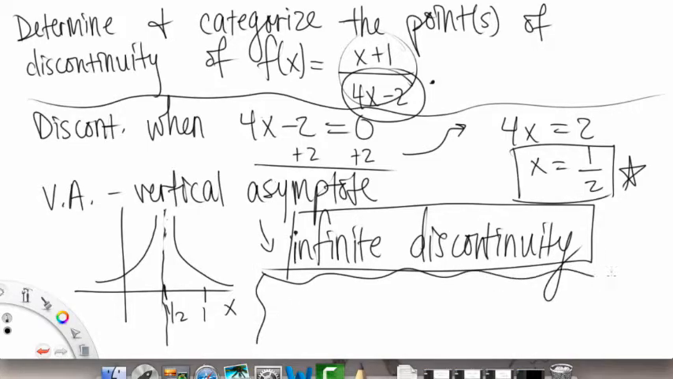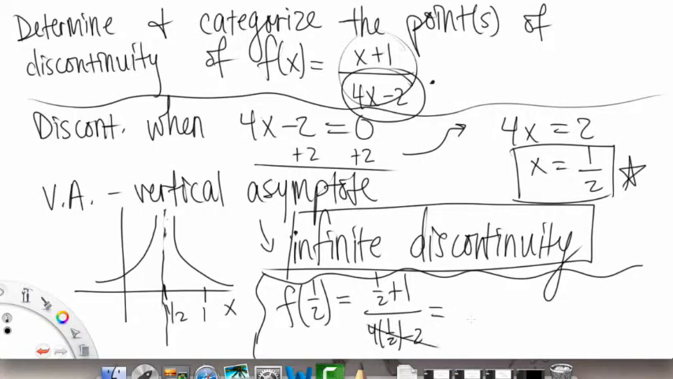All right, and just a little bit more. This is just a side note now. Where does the infinite discontinuity come from? Let's say we were to plug in this 1/2 for x. Then you get 1/2 plus 1 on the top, and 4 times 1/2 minus 2 on the bottom, which of course is going to equal 0, so we have 3/2, or 1.5, on the top.